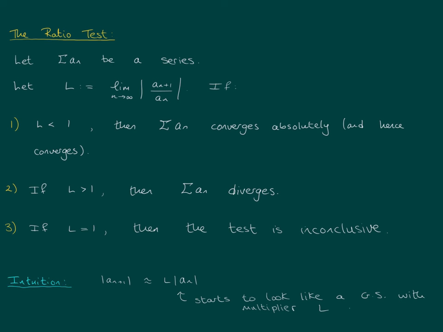So if you were to take the sum of the absolute values of the a_n, as n gets very large, it starts to look like a geometric series with multiplier L. Then if you go through the points, this almost looks like the requirement we had: if the absolute value of r was less than 1, we had convergence. If it was greater than 1, we had divergence. Okay, so that's the motivation for the ratio test.